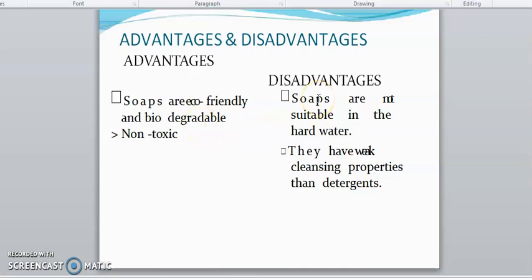What are the disadvantages? Suppose you have hard water. You may have heard about hard water, and this is one way to identify whether the water is hard or not: soap will not form good lather with hard water. The water taken from the borewell is somewhat hard. So soaps are not suitable in hard water, and they have weaker cleansing property than detergent, which is another disadvantage. Soaps will also not work in acidic media; it's not a good cleansing agent in acidic media. That's another disadvantage of soap.